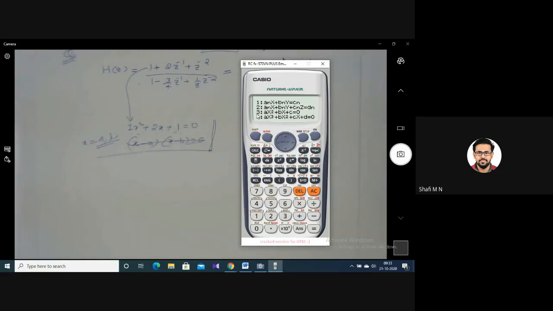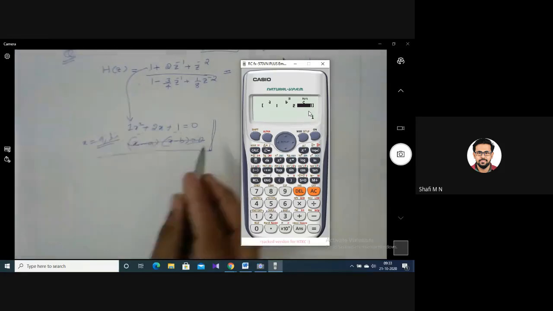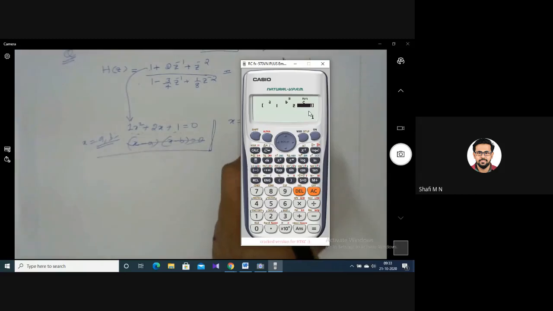You can see this on the calculator. So that is 3. Now ax square, a is 1, then the value of b is 2, and the value of c is 1. So when I click the enter button, I get the solution. The first solution is 1. So x equal to 1 is one solution.